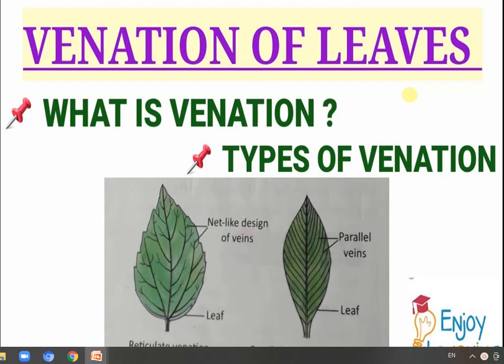Today's topic is Activity 5: Types of Venation. What is venation? The arrangement of veins in the lamina is called venation. There are different types of venation.